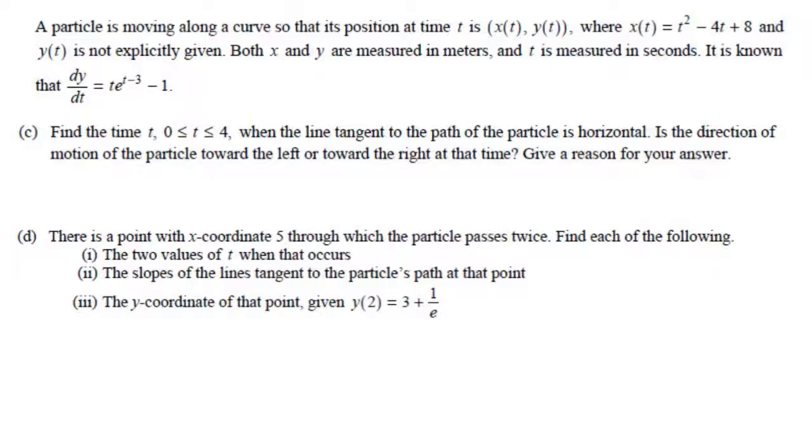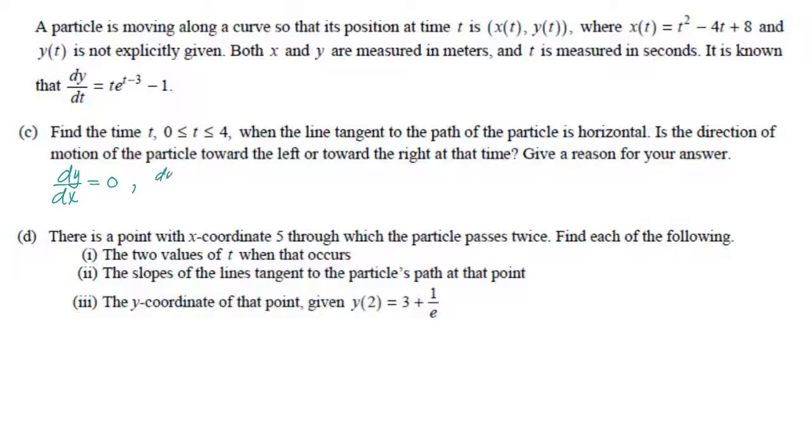Okay, in part C, you want to know when the line tangent to the path of the particle is horizontal, and then you need to know the direction of motion of the particle, toward the left or the right, and justify your answer. All right, so for that one, first thing we need to realize though is if we're talking about our tangent line here being horizontal, then we definitely need dy/dx to be equal to 0.